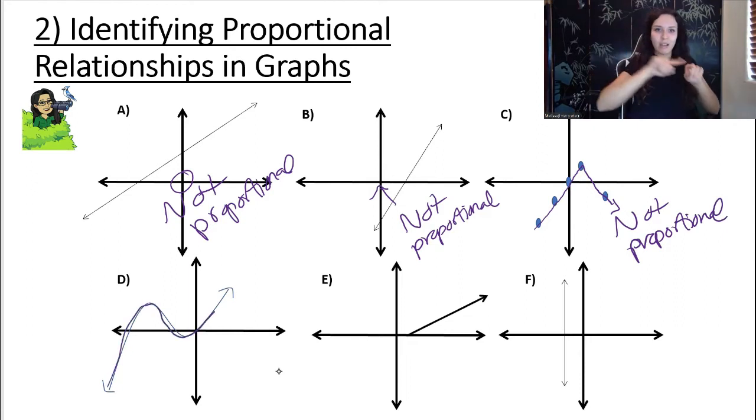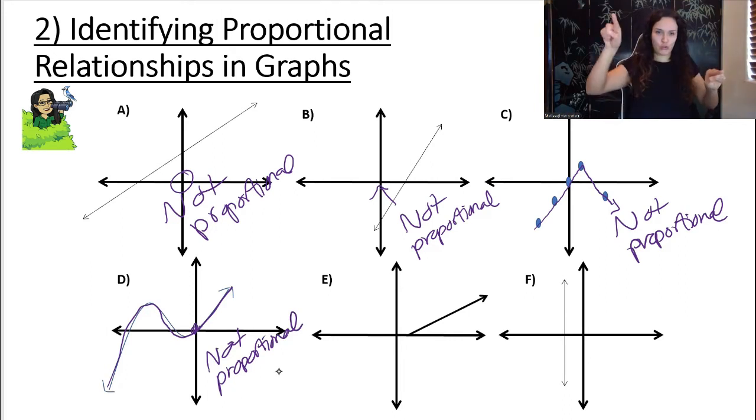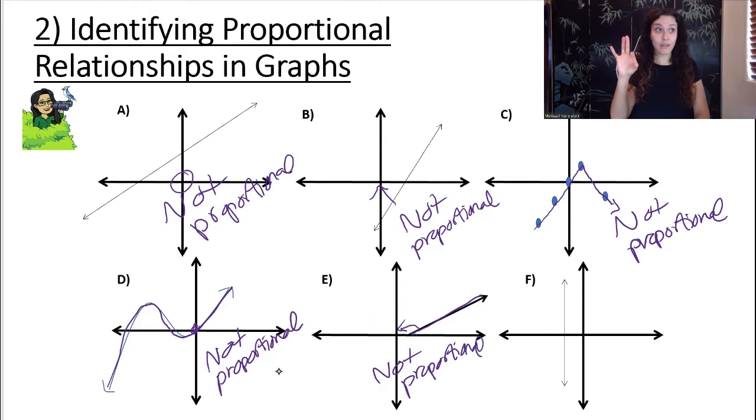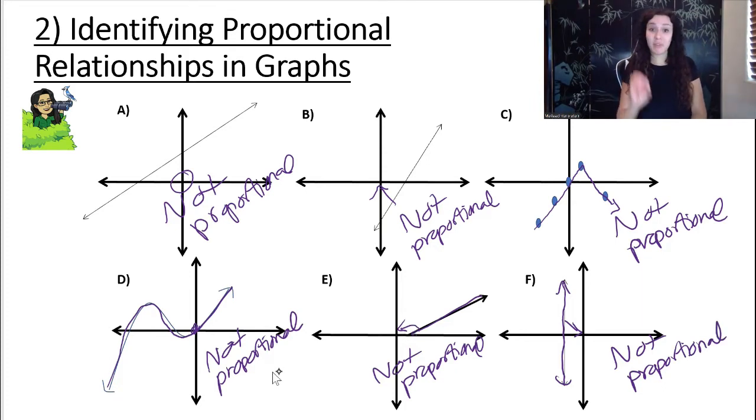D, ooh, it's not a straight line, it's curvy. It does go through the origin, but it's not proportional because it does not follow both rules. It is not a straight line, it's curved. E, straight line, but not at the origin, so not proportional. F, straight line, but not proportional because it doesn't go through the origin. Okay, all right, hopefully you did well with that.